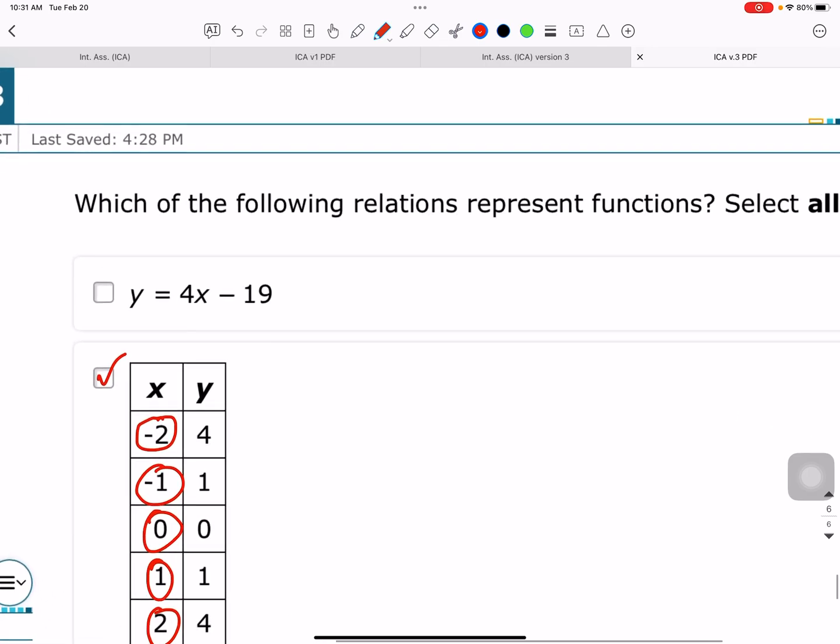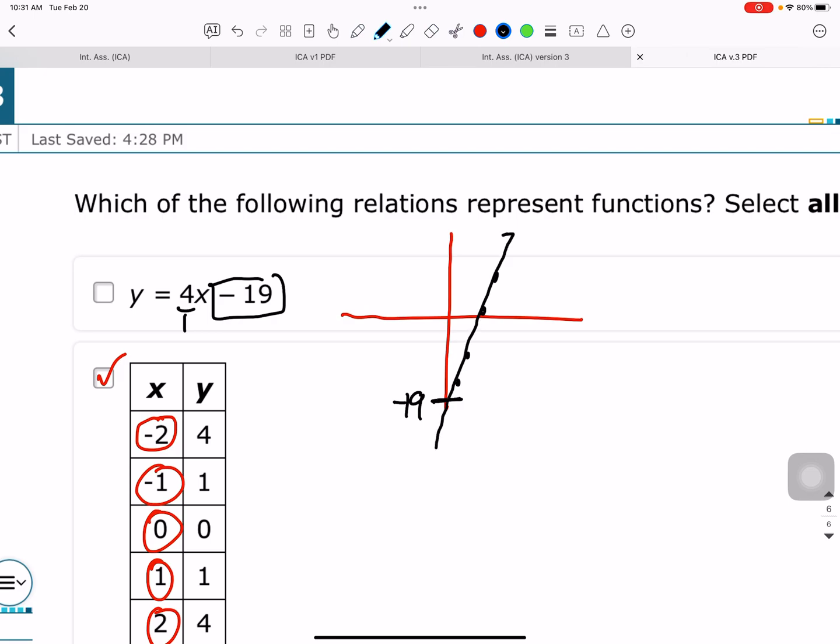All right, and this one, is it a function? Tough to know, but I know the graph. This is one that we would have done all year. It starts at negative 19, which would be down here, and goes up 4 over 1. So up 4 over 1, up 4 over 1, up 4 over 1, and the graph would just look like this. Now, straight lines, as long as they're not straight up and down, those are fine. Yes.